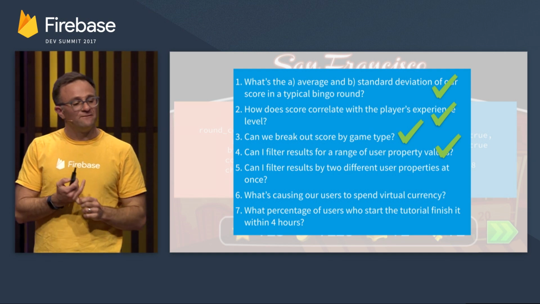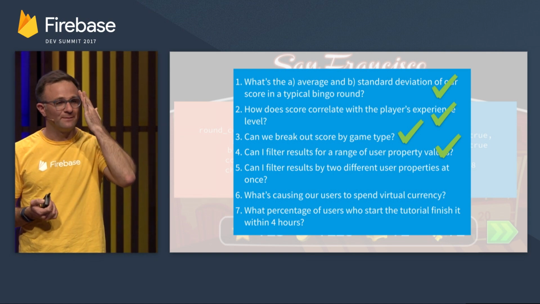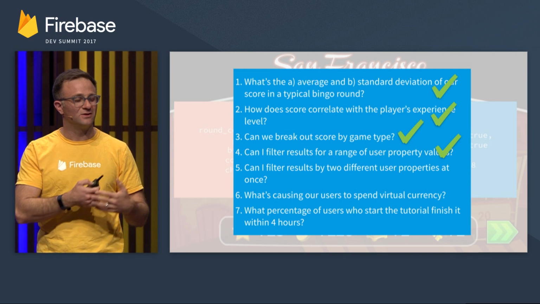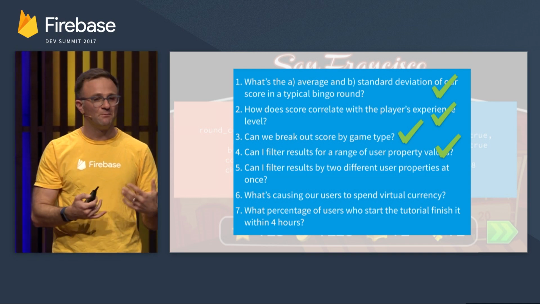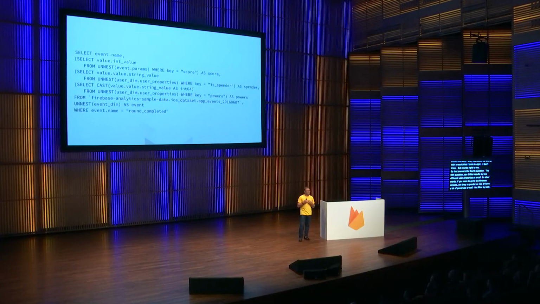The fifth question, can I filter results by two different user properties at once? In other words, if you were to go to the Firebase console, you could filter your results by are they a spender or not, and do they have a lot of power-ups or not? But what if you wanted to filter by both of those at once? Currently not something you can do in the Firebase console, but it is something you can do in BigQuery. And basically we do this just by making liberal use of the select from unnest method that I talked about just a few slides ago.